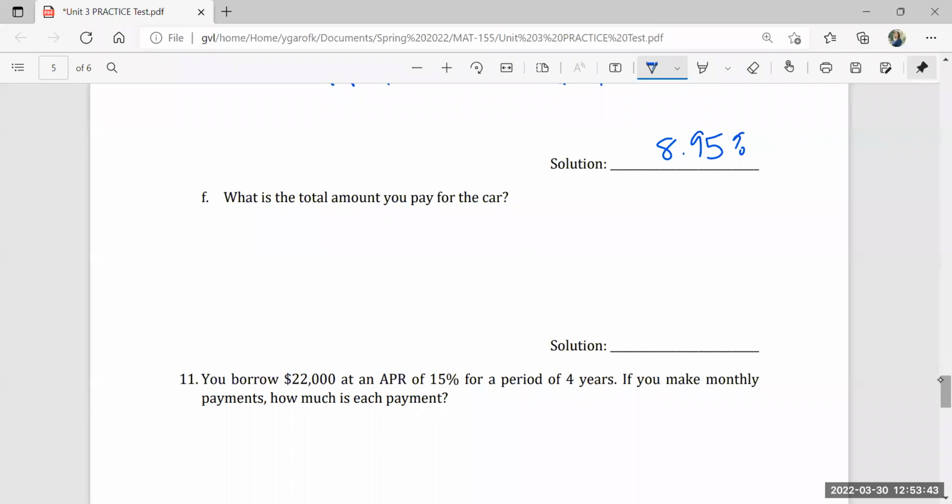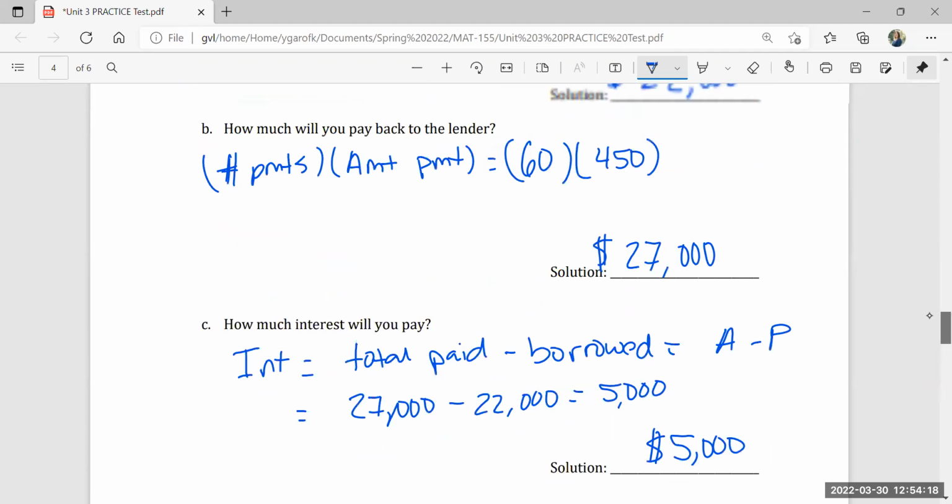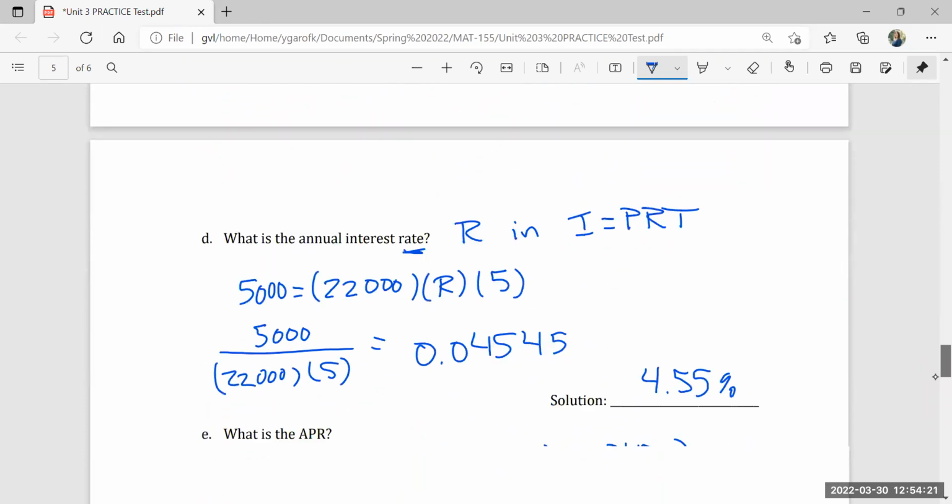So what is the total amount that you paid for the car? Notice that this is slightly different than part B, okay? The total amount that you paid for the car is what you pay back to the lender, but you also have to go back and add your down payment, okay? And so remember, from way above, that we paid back to the lender $27,000 in part B.